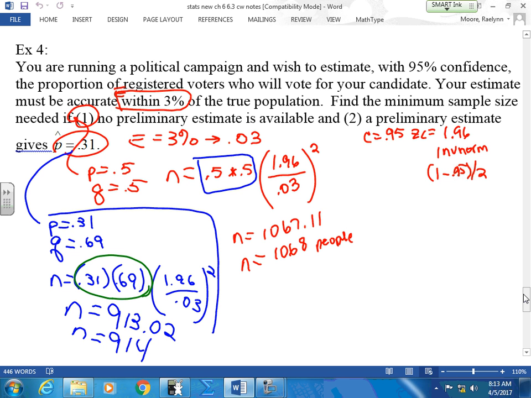We run a sample size, but sometimes we don't really know an estimate. Again, when you're looking for your margin of error, make sure you find the word within. Also, it's going to give you a percent. We're working proportions. We're working decimals. So, there's your decimal value.